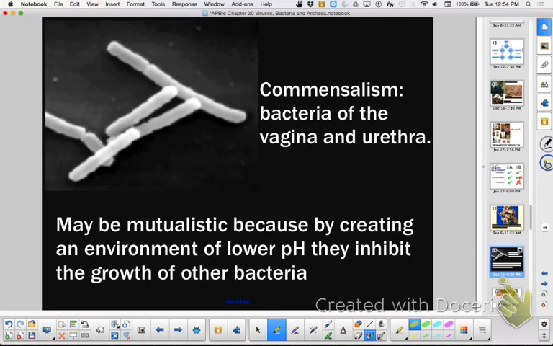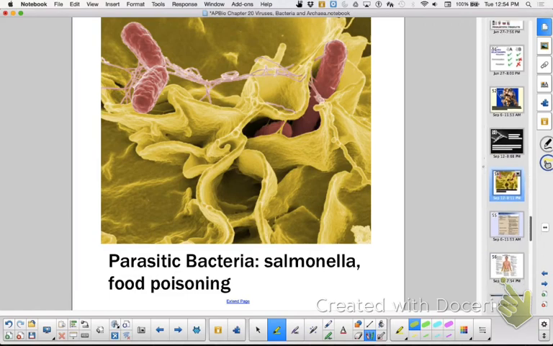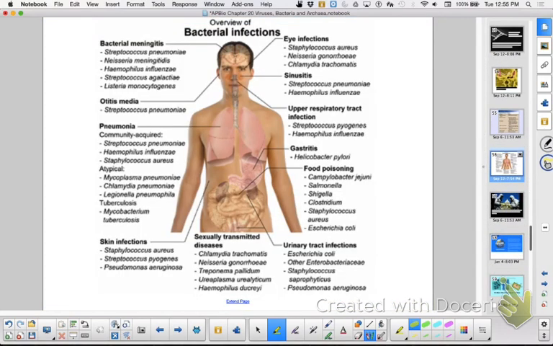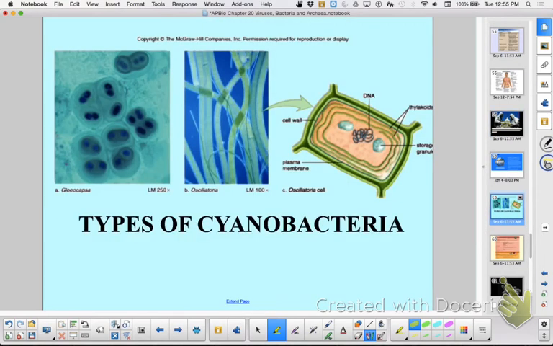Something bad isn't in that spot, okay? And then they could also be a very negative relationship for us if they're a parasite and they're making us sick. Then that's not working out so well for us. Several different diseases out there, chemical warfare. If I was going to put one in the Hall of Fame, though, I said it would be cyanobacteria. And I gave you a couple of reasons for that.